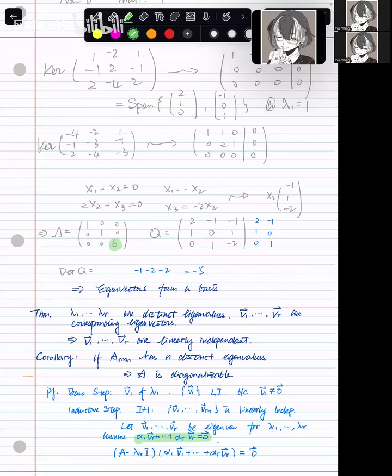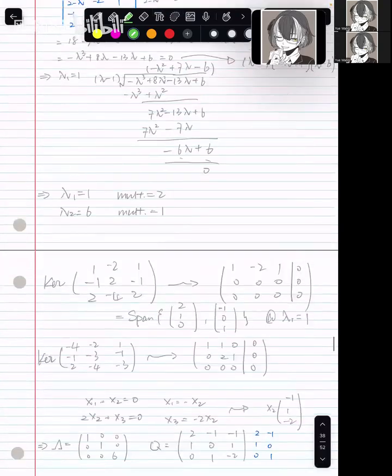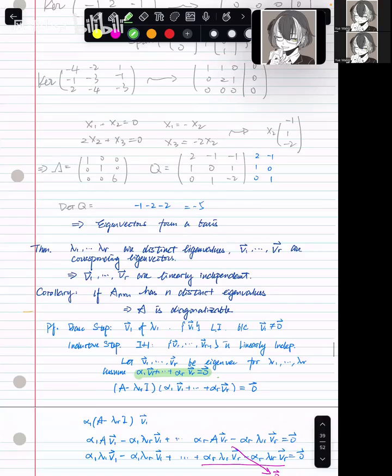So then we can calculate the determinant of Q. And if the determinant of Q is not 0, then it's an invertible matrix. So it means that we can find a Q inverse. And it also means that, because all the columns are the eigenvectors, all the columns form a basis, so the eigenvectors form a basis of our R3, R cubed.